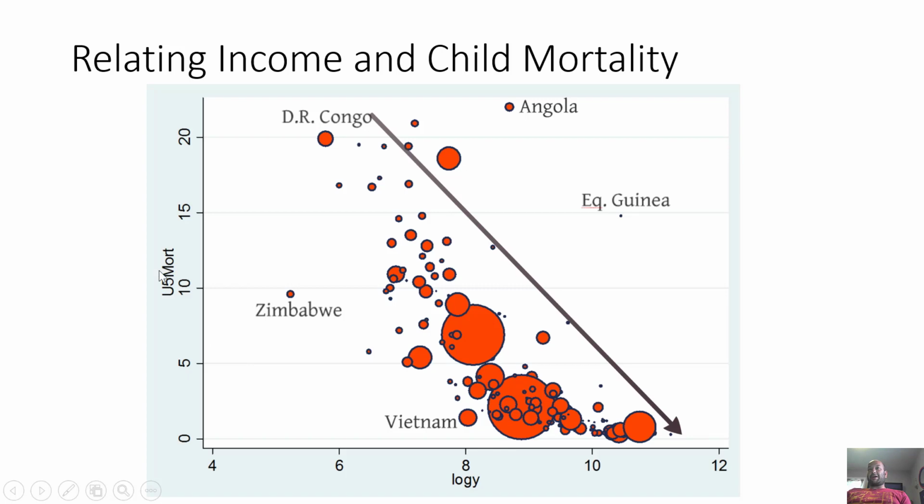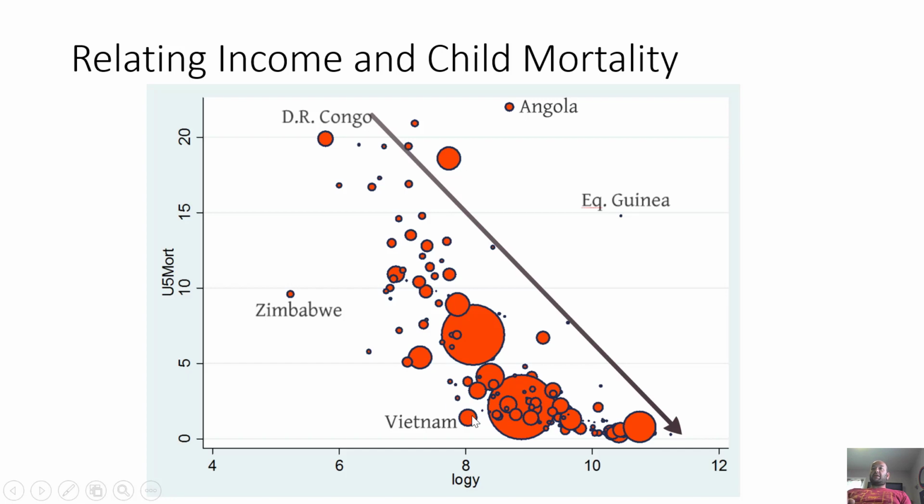So this is the under 5 mortality rate. This is basically out of 1,000 children under the age of 5, the number that we expect to die. And so you can see here, if you're below this line, what that basically means is that your child mortality rate is lower than what we would expect given your income level. So you're doing a better job. If you're over this line, then your child mortality rate is higher than what we'd expect given your income levels.